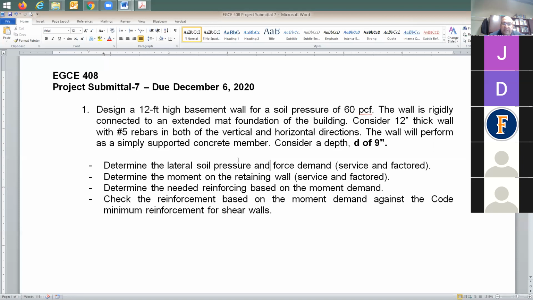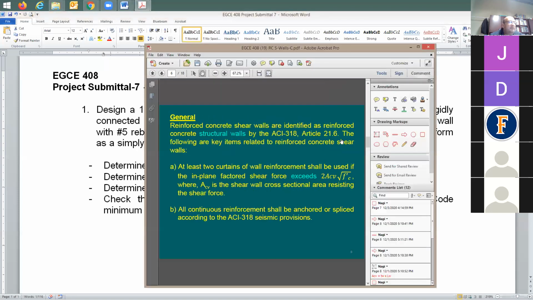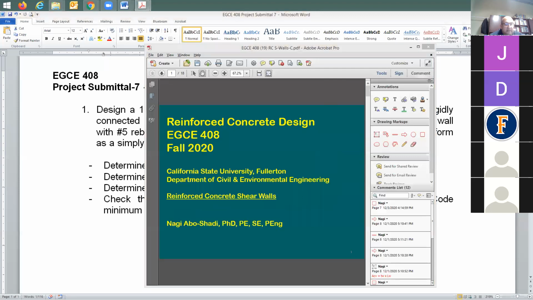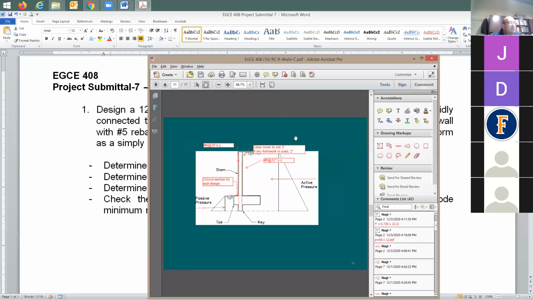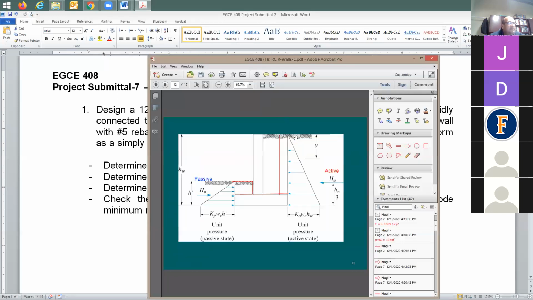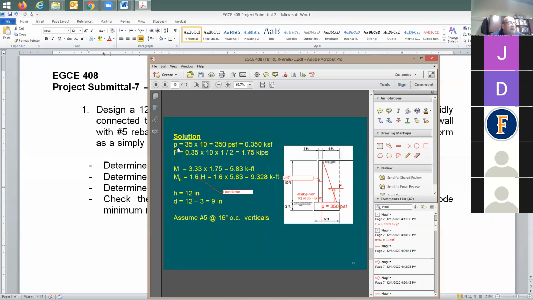Any questions on determination of the soil pressure? How would you do it? Any question on this item here? How do you do the lateral soil pressure and the force demand? What is the difference between the soil pressure and the force? This gives you some of the questions I'm expecting to hear. If you look here in this slide set, on the retaining walls, here's the difference. P is going to be the pressure, and F is going to be the force.